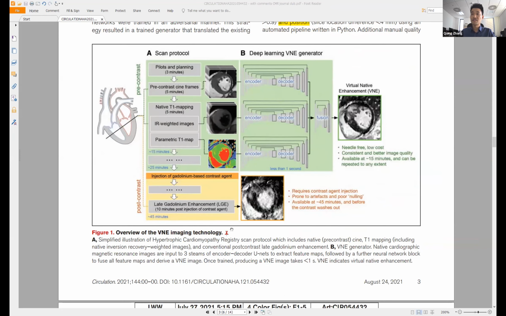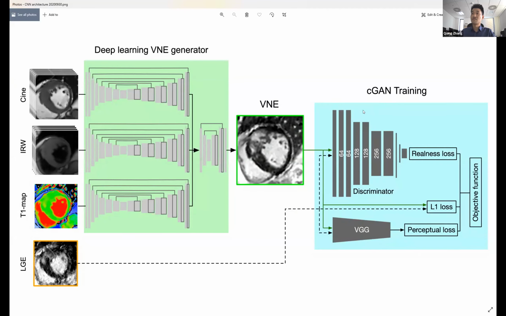So the neural network is trained using a generative adversarial neural network method, which has a discriminator that is trained simultaneously with the generator to encourage the generator to produce images that look like LGE and detect lesions like LGE.